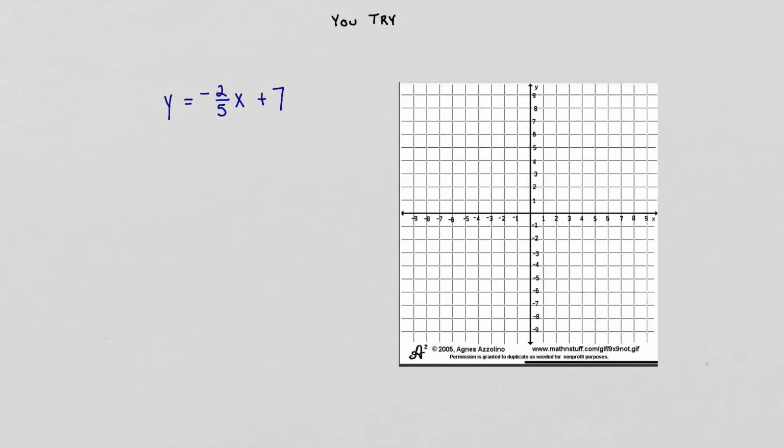Now it's your turn. Go ahead and graph the function y is equal to -2/5 times x plus 7. When you're done, go ahead and press play and we will review the solution.